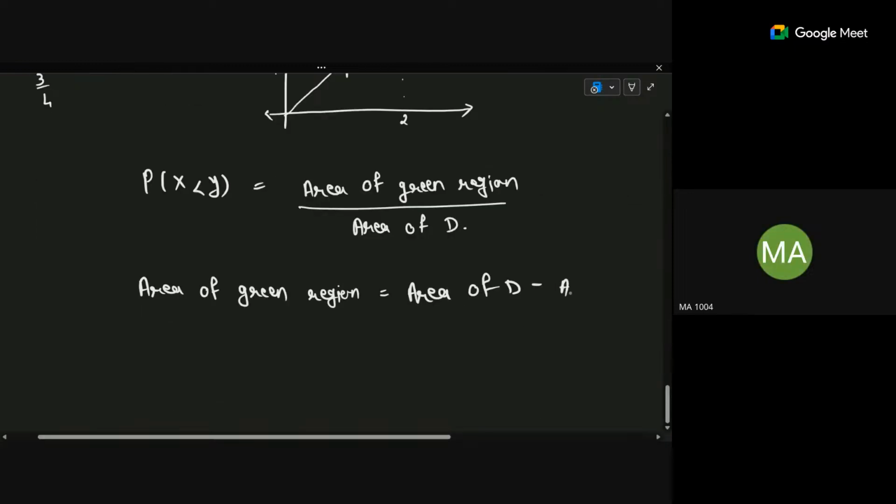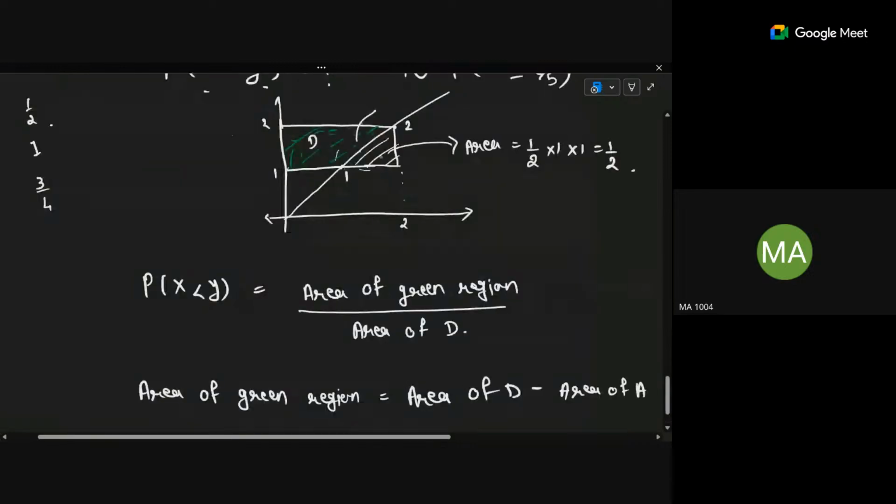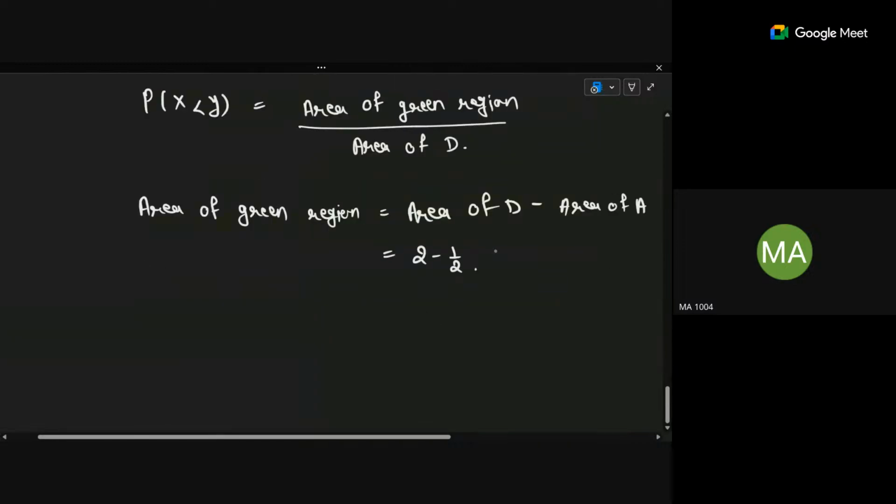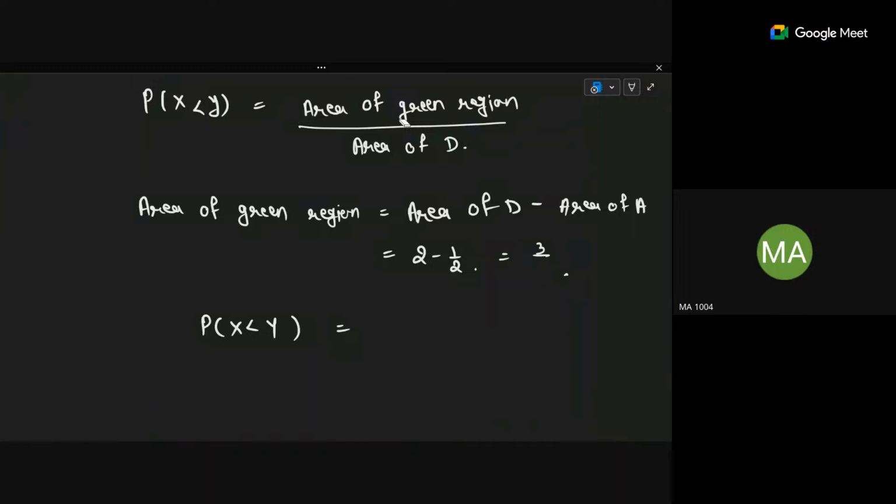So that area of A, let's say this is A. So it is 2 minus 1 by 2, that is nothing but 3 by 2. So probability x less than y is what? 3 by 2, sorry. So the area of x less than y is nothing but 3 by 2 divided by the area of D, which is 2, so it is 3 by 4. Answer is 3 by 4.